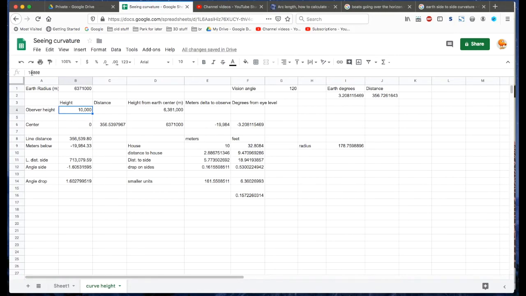How high is the ISS? Is it 300 kilometers? Let's say you are 300 kilometers up. Now we're dealing with almost a meter drop on either side, and the circle radius would be 34 meters.